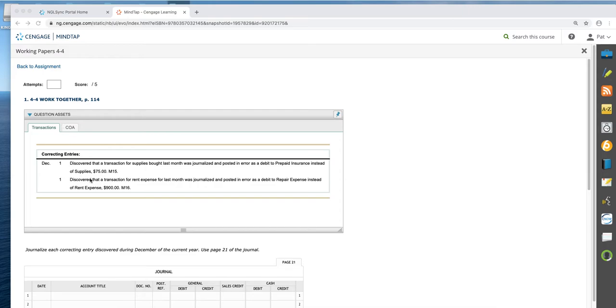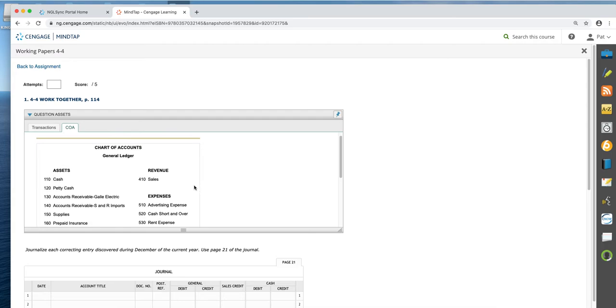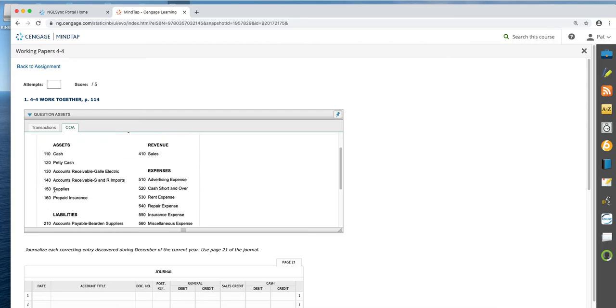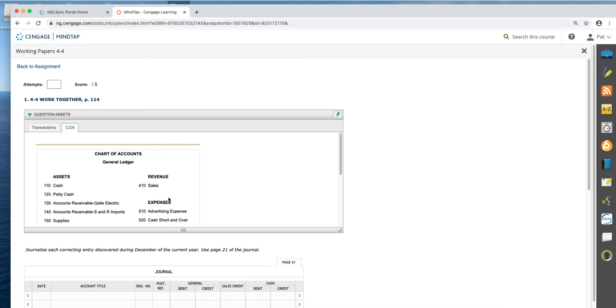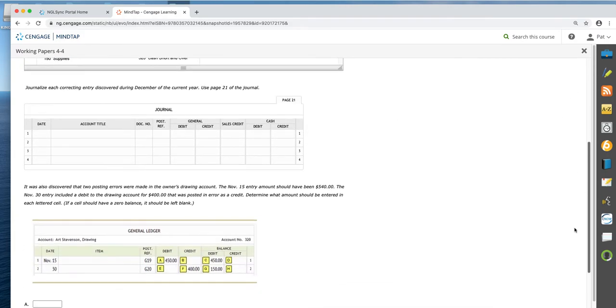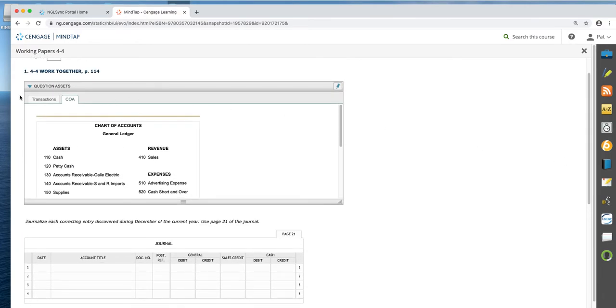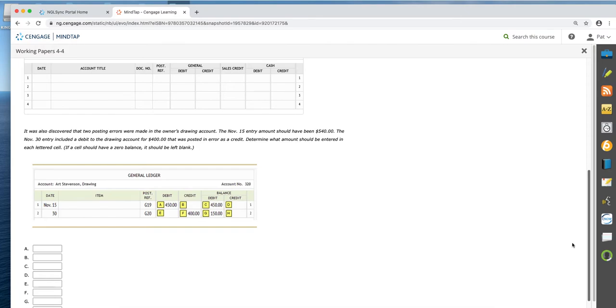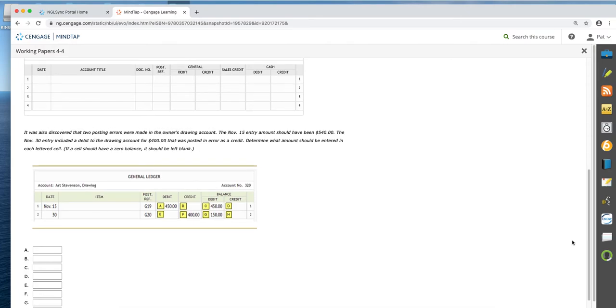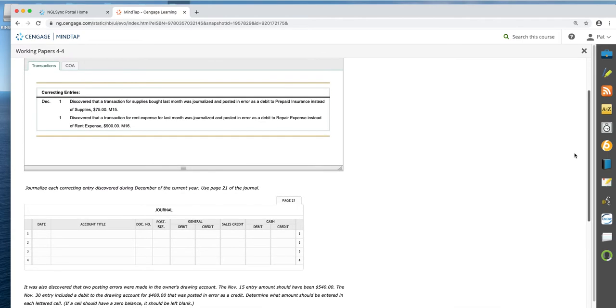We got a couple transactions that we need to work on. Again, you got your chart of accounts, your assets, your sales, your expenses, your liabilities. So you got everything there. Okay. Let's take a look at our transactions, and then we'll journalize them, and then fix what we need to fix here. Okay. So, first things first.